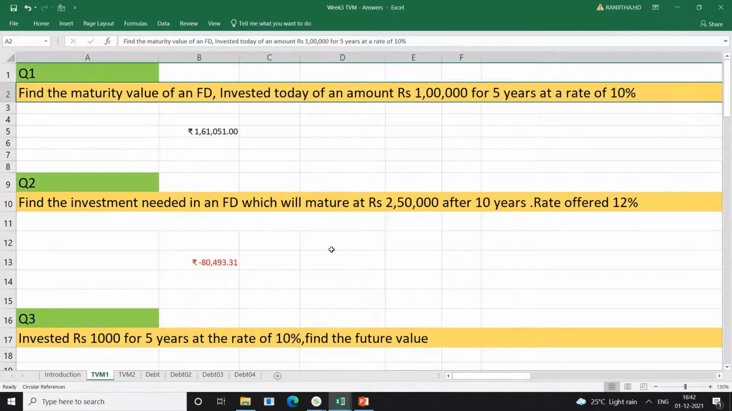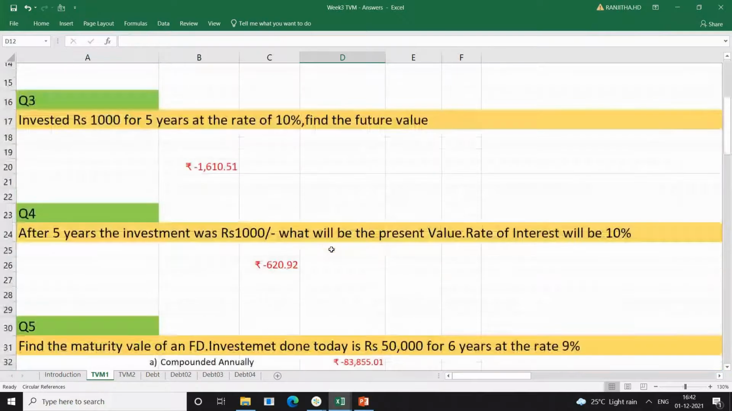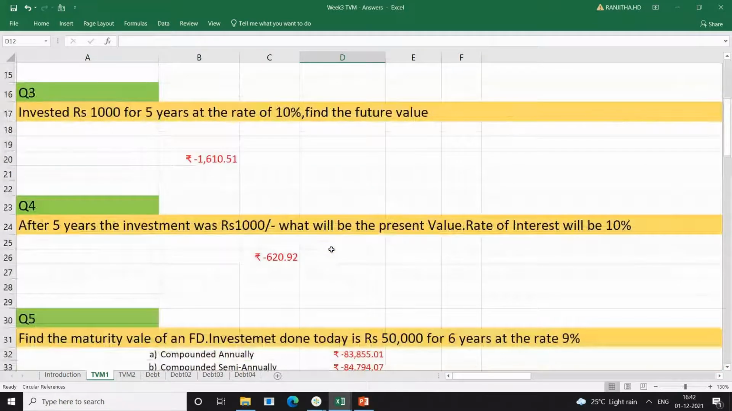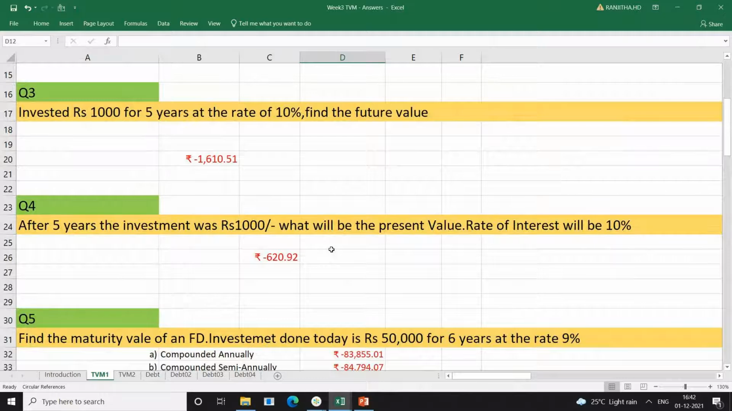Question 3: an investment of 1000 for 5 years at the rate of 10%. Find the future value. They have given it themselves. You are going to find out the future value of the invested amount. So the same formula you are going to put here: 10%, 5 years, 1000.